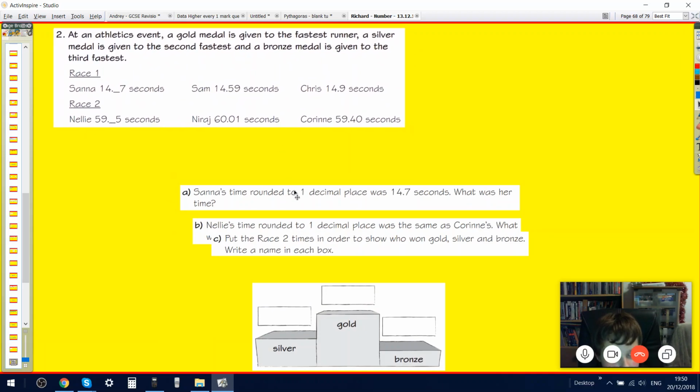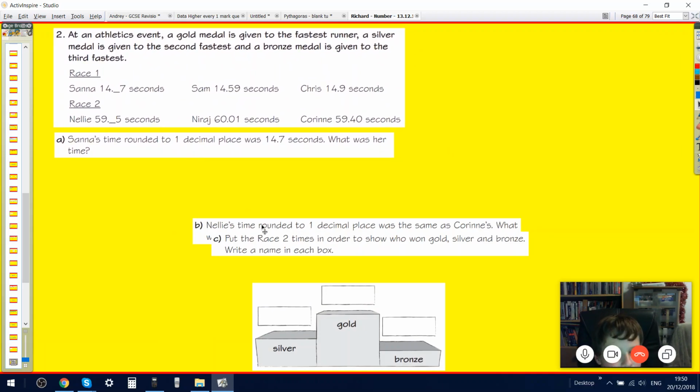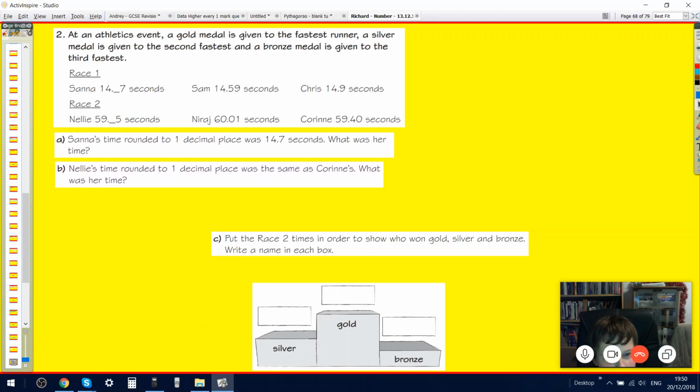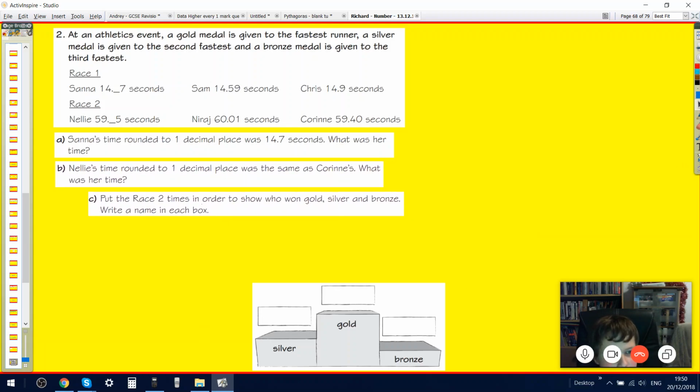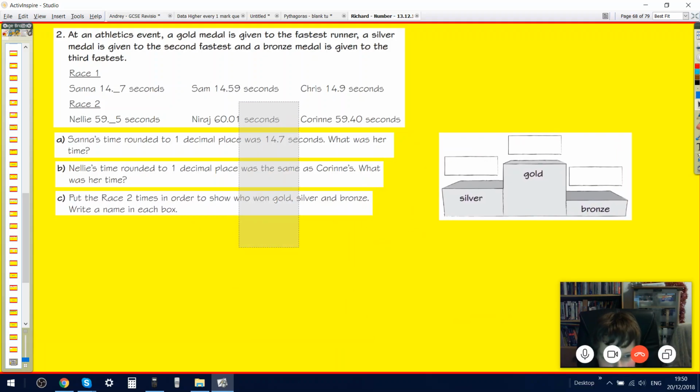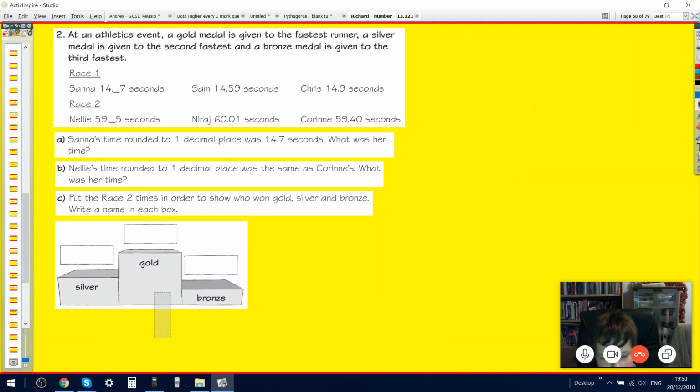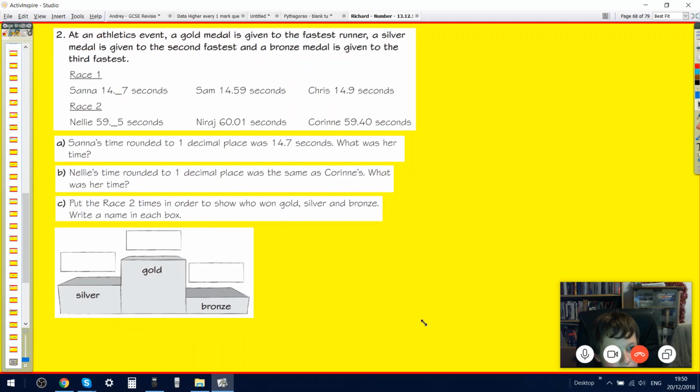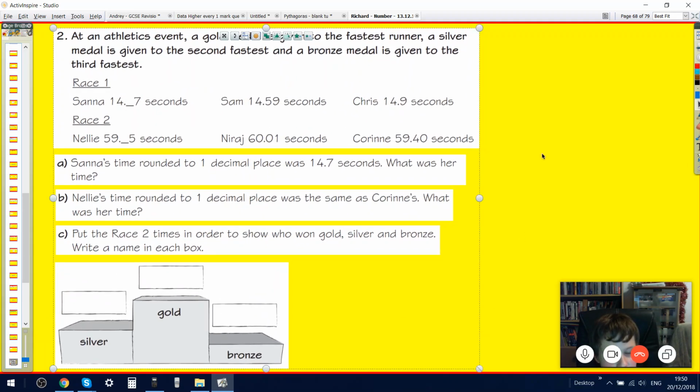This one. Okay. So I have gold, silver, bronze. How do we do this? Well, it says, at an athletics event, a gold medal is given to the fastest runner, a silver medal is given to the second fastest, and a bronze medal is given to the third fastest.